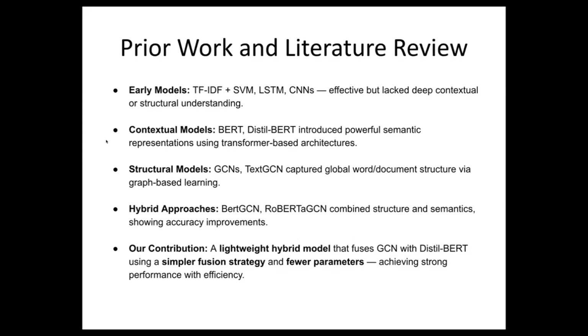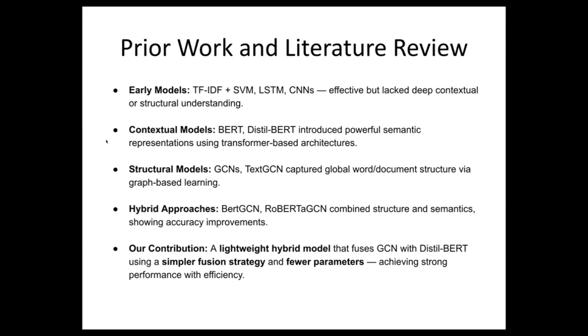Let's see the prior work. Let's walk through some of the existing approaches that were there earlier. First, early models like TF-IDF combined with traditional classifiers such as SVMs and LSTMs were widely used and did well. But these approaches lacked the capacity to capture deep semantics or relational structure in text. Then came contextual models like BERT and DistilBERT, introducing transformer-based architectures that capture deep contextual embeddings. These models brought a huge leap in performance for many NLP tasks.